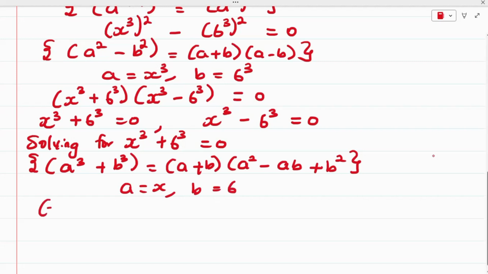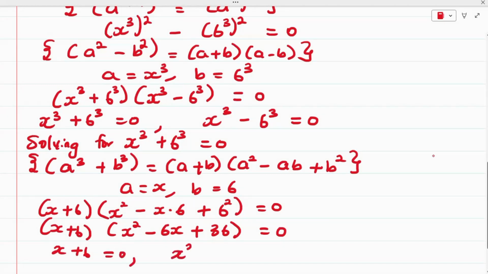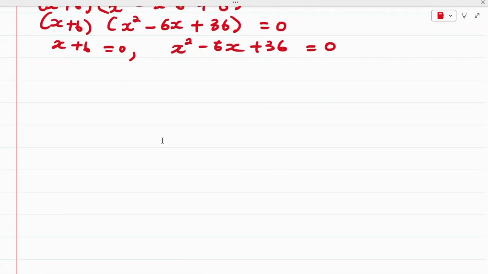So applying this, we have that (x + 6)(x² - x·6 + 6²) = 0. So we have (x + 6)(x² - 6x + 36) = 0. From here we have that x + 6 = 0 and x² - 6x + 36 = 0. So x = 0 - 6, that is x = -6. We are going to call this x1, and we have been able to find the first value of x.